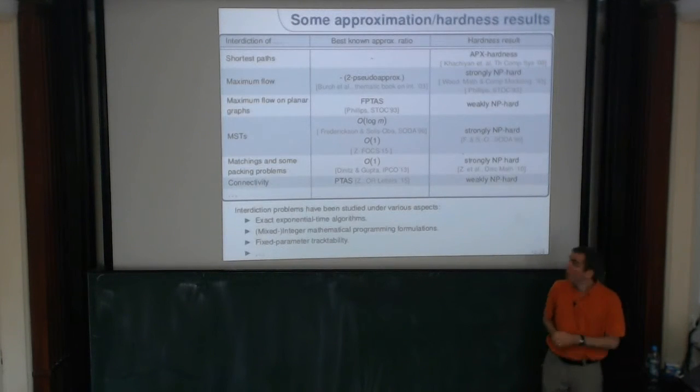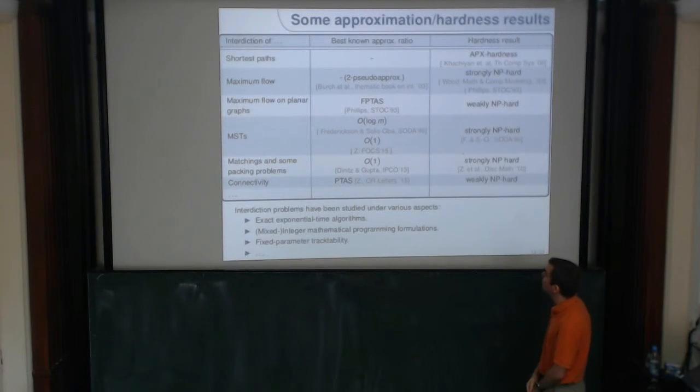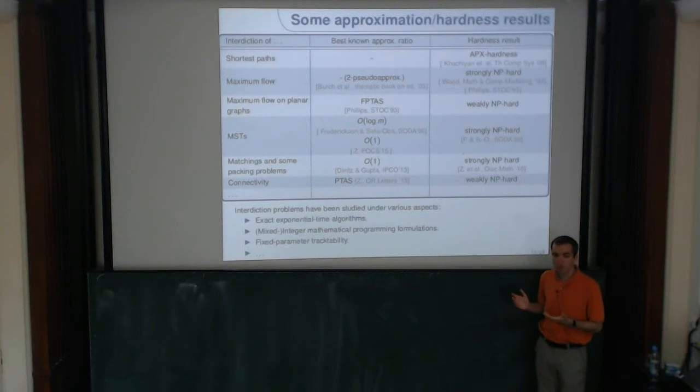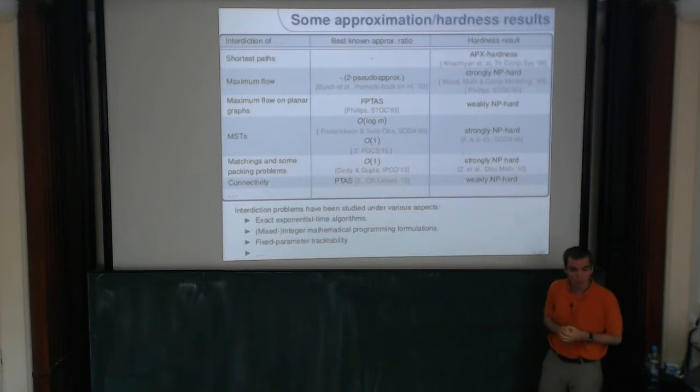Good. So now comes the big table. By no means is this table exhaustive, so let me first give you that disclaimer. I just showed you a bunch of typical interdiction problems for typical combinatorial optimization problems that are polynomial time solvable. Interdiction has been studied in a much, much broader context than that. So it's really just a very small excerpt of what has been done.